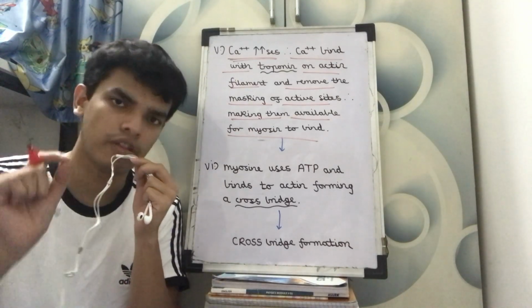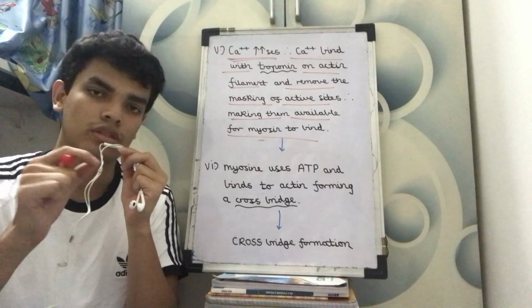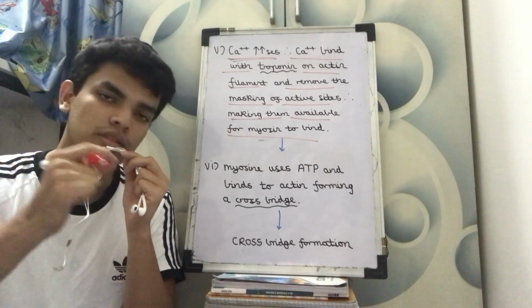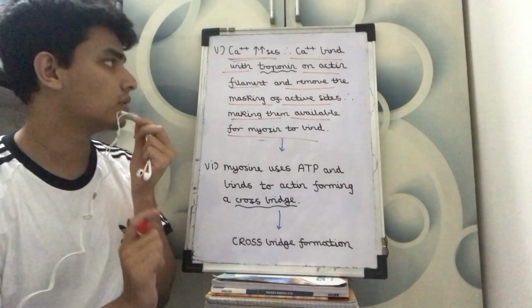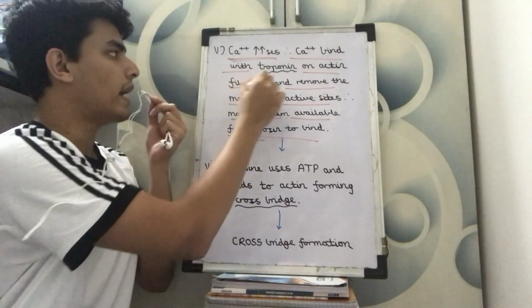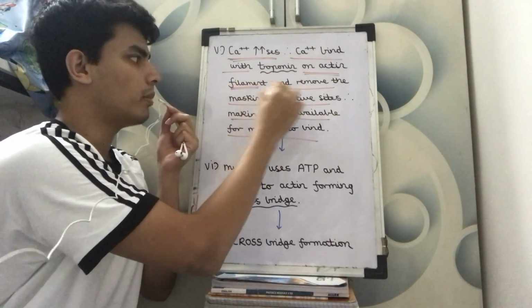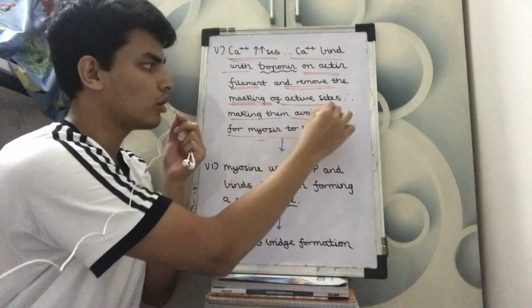इसकी वजह से हमको वो कवरिंग हटानी है. So what is that covering? So the removal of that covering is called removing its masking. So what does this Ca plus ion do? It binds with troponin on actin filament and removes the masking of active sites.